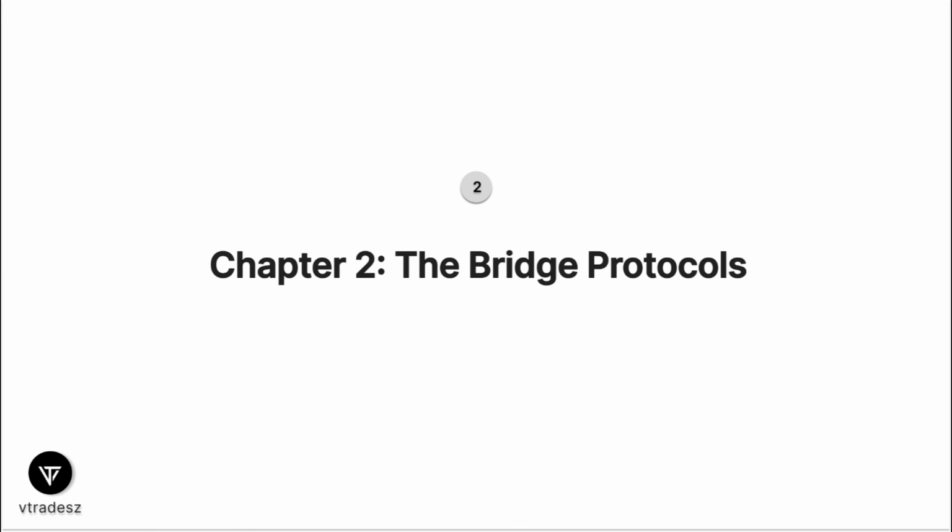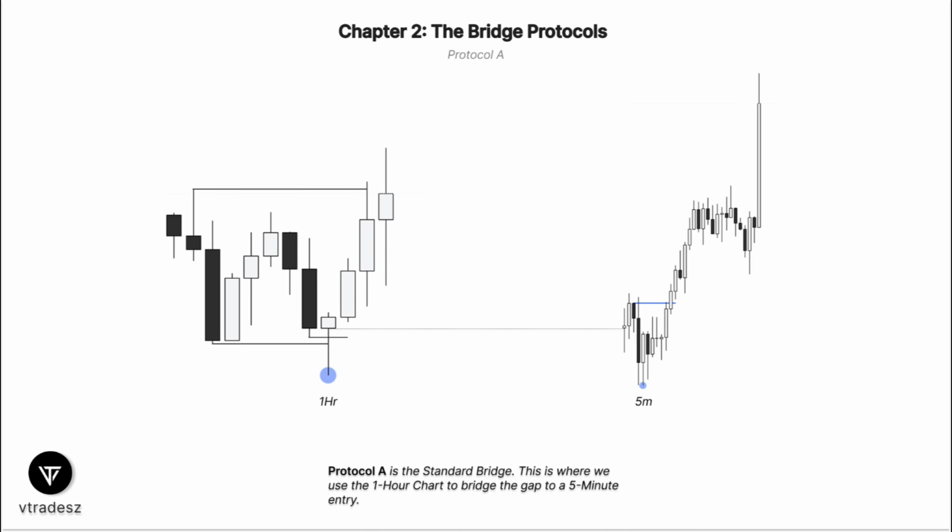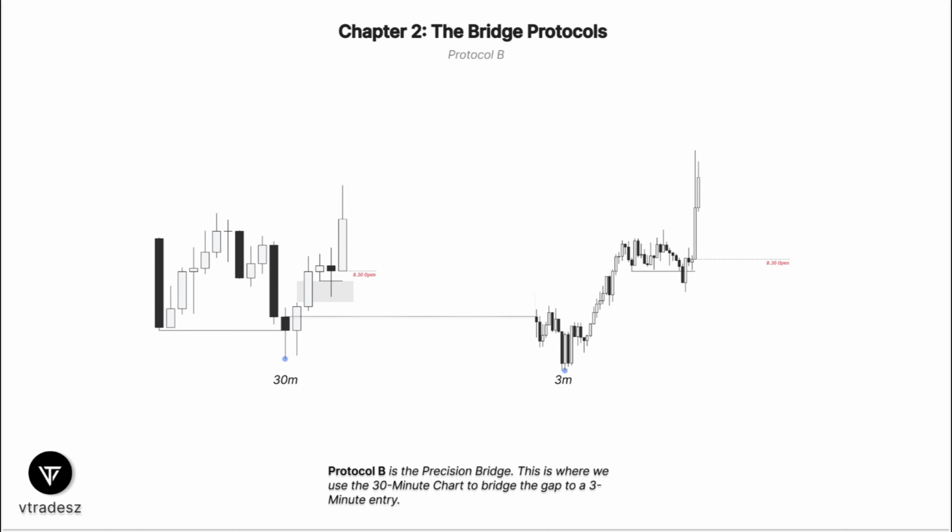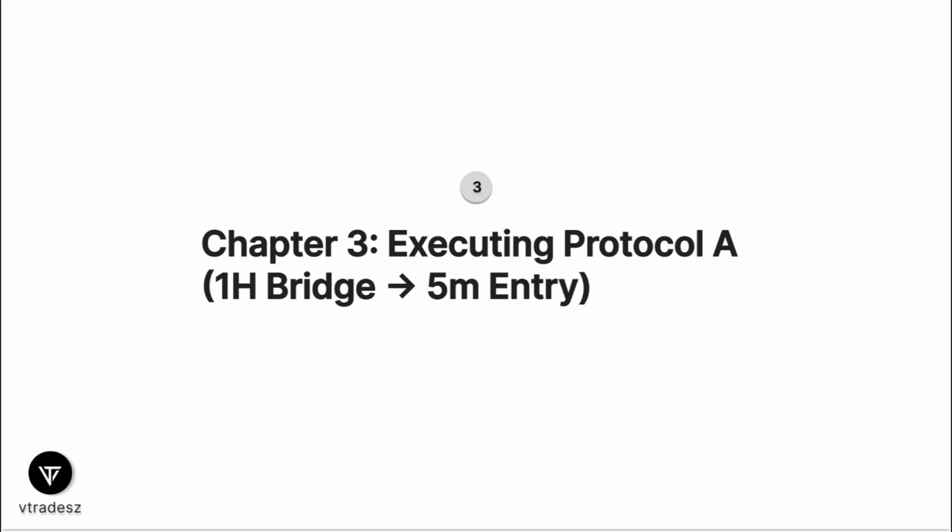You cannot mix and match these randomly. You use the one that fits the current volatility and time of day. Protocol A is the standard bridge. This is where we use the 1-hour chart to bridge the gap to a 5-minute entry. Protocol B is the precision bridge. This is where we use the 30-minute chart to bridge the gap to a 3-minute entry. The rule is absolute. You are forbidden from touching the micro time frames, the 5-minute or 3-minute, until your bridge time frame has confirmed that the 4-hour wick is finished.